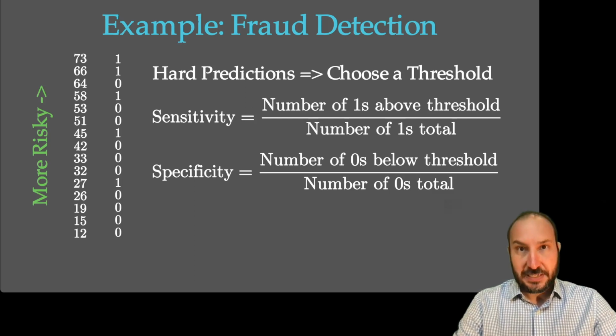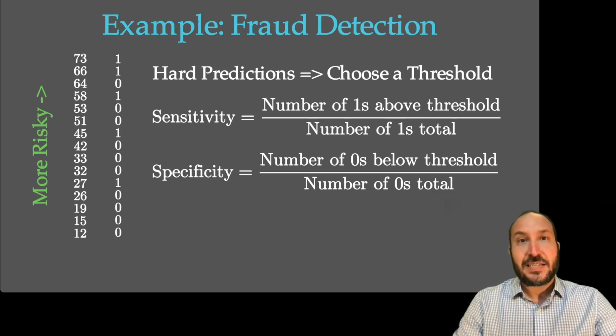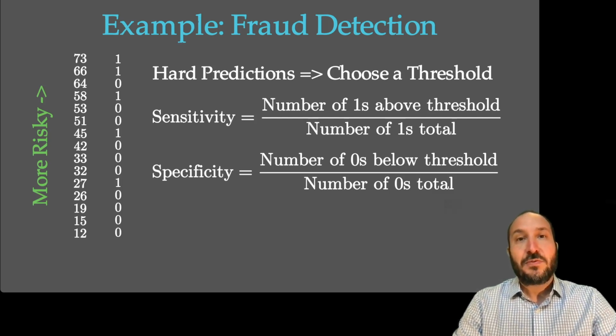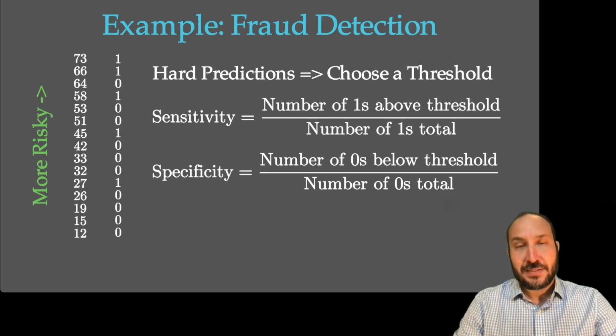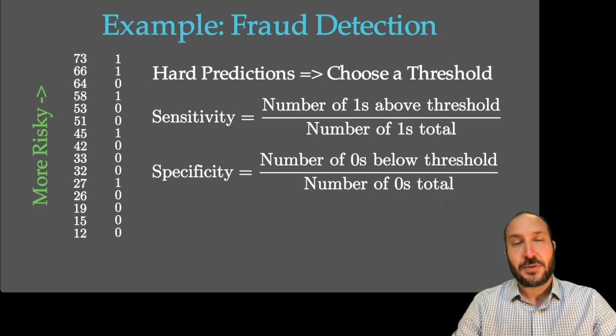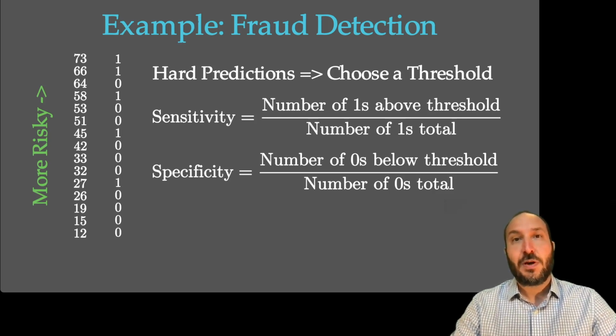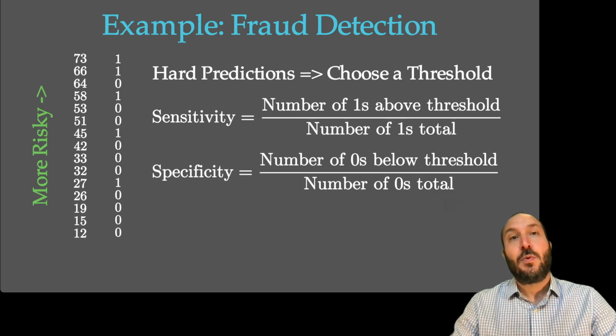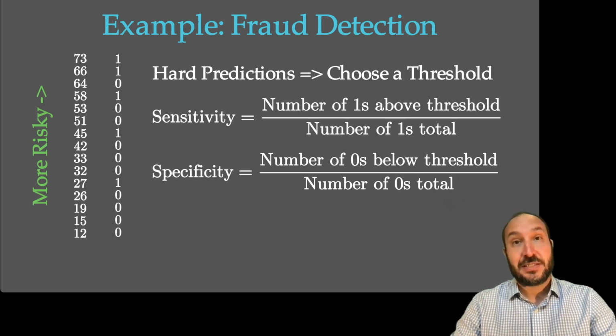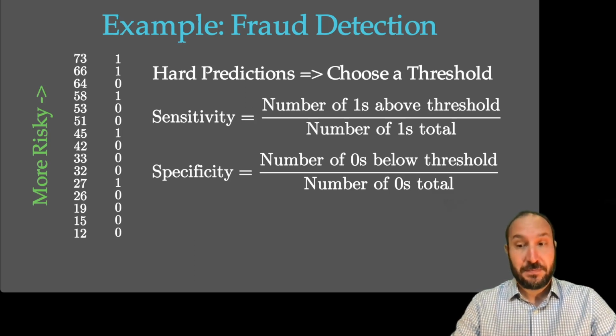The sensitivity asks us to compute what fraction of the fraud cases did we correctly declare as fraud. So we're going to choose a threshold, declare everything above that threshold to be fraud, declare everything below that threshold to be legitimate, and the sensitivity says, what percentage of the fraud cases did you correctly label fraud? The specificity asks, what percentage of the legitimate transactions did you correctly label as legitimate?